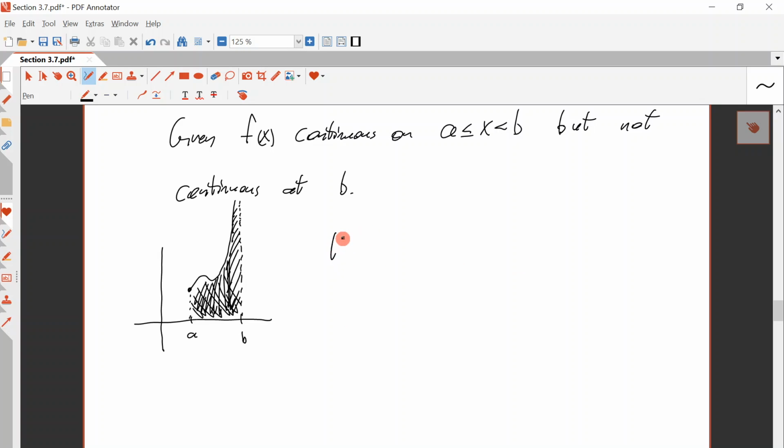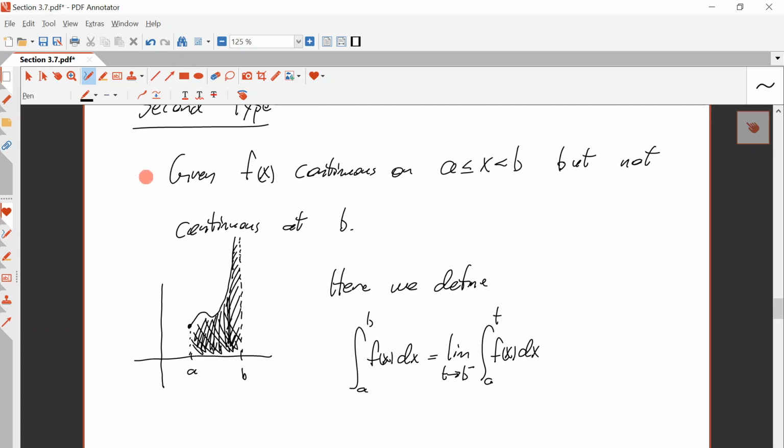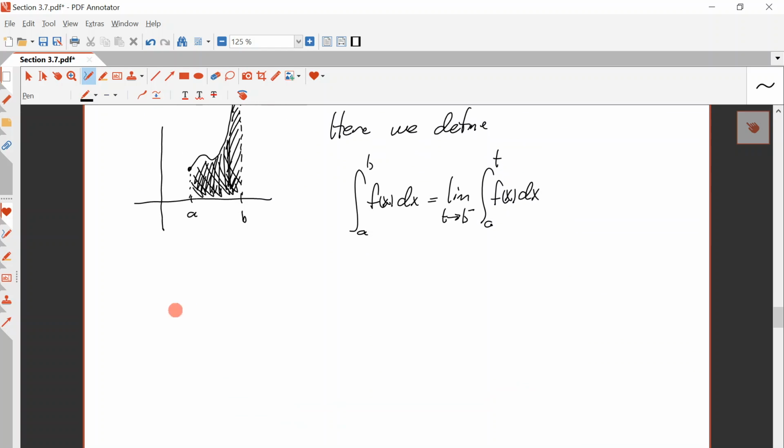Okay, so here we define the integral from a to b of f(x) dx. So you use a limit approach again. It's the limit as t approaches b from the left, of the integral from a to t of f(x) dx. So that's when you have the discontinuity at b. You could have the discontinuity at a instead.